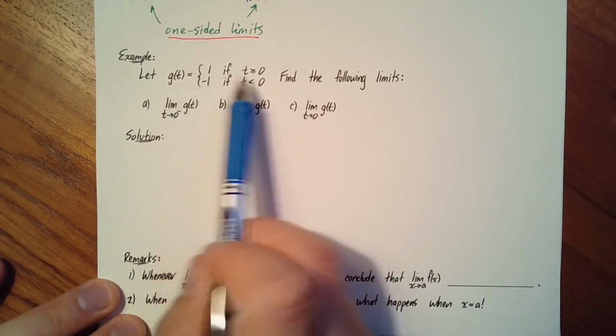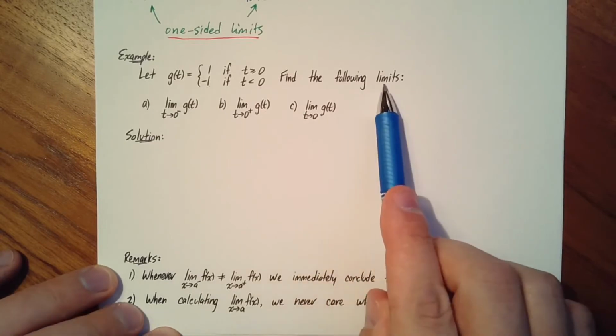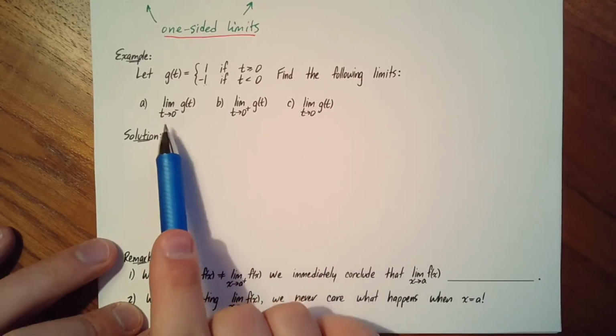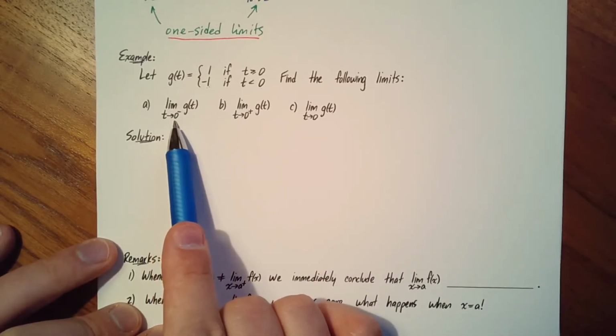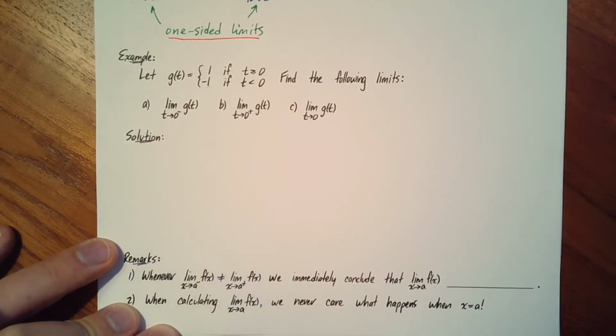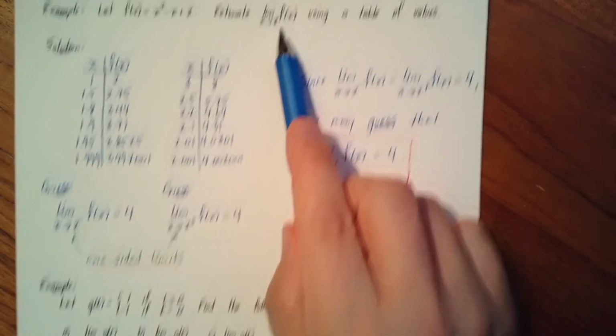So that's the piecewise function we're given, and we want to find the following limits. Look at what we've got here. We've got two one-sided limits. We've got the limit as t goes to 0 from the left of g of t. That's the same idea as the notation up here, right?